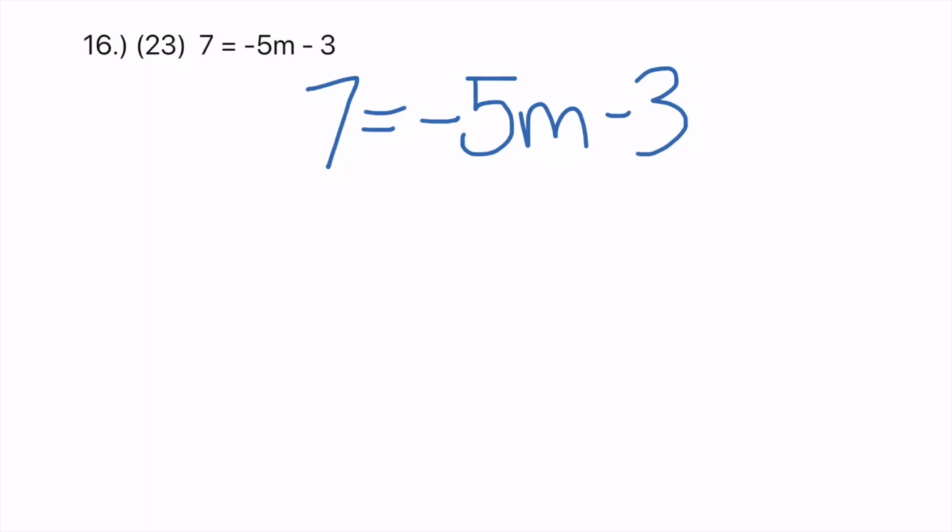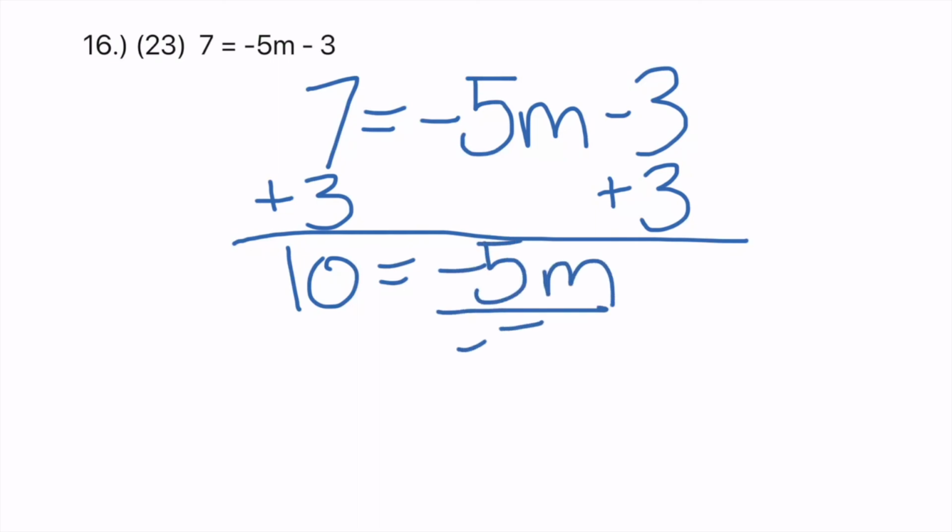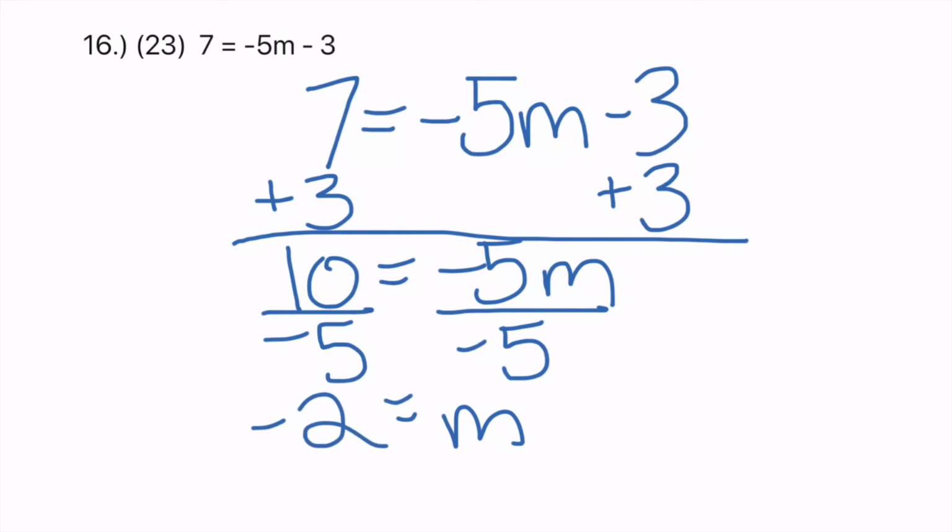So we want m by itself, so that means I need to get rid of this -5 and this -3. I'm going to start with the -3, and the opposite is to add it. So we have 10 equals -5m. We're going to divide both sides by -5. So m equals -2.